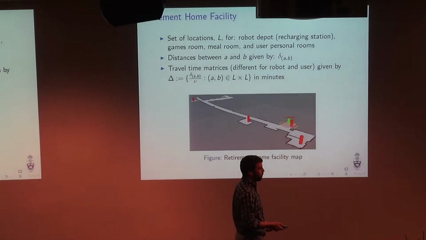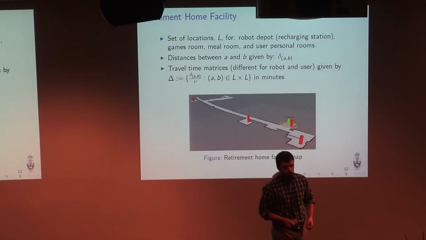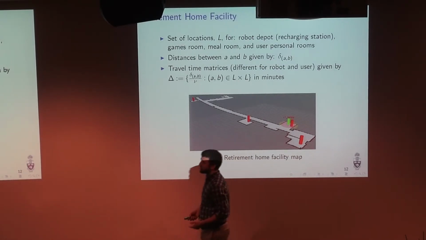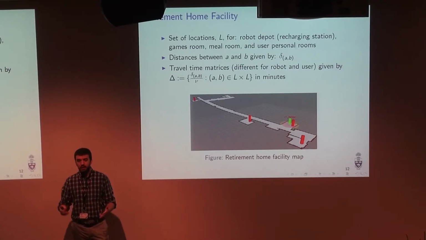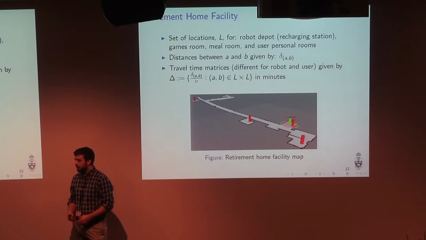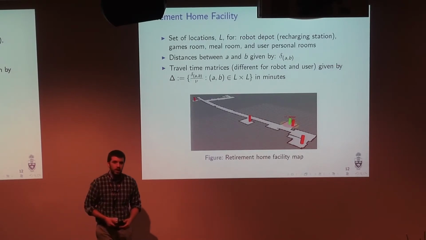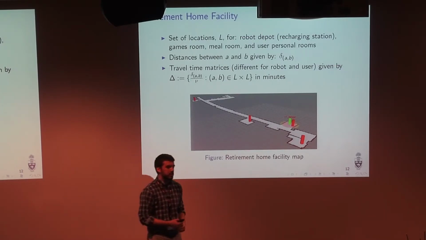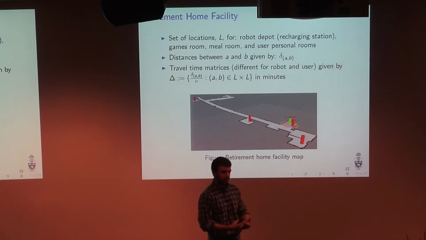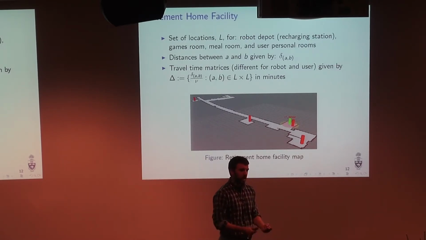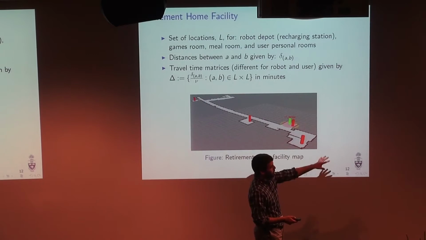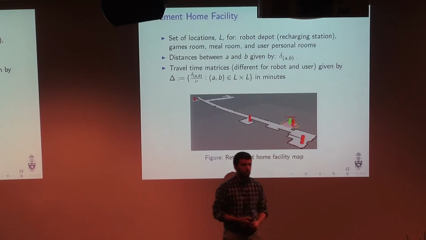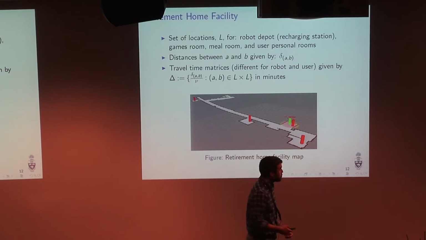In terms of components of the problem, we have the facility of the retirement home. We have a set of locations. This includes a games room, a meal room, a room where the robots can go and recharge their battery, as well as personal rooms for each of the users. We know the distances between all of these locations, and as such, we can use this to calculate a transition time matrix that's unique to users and unique to robots. This is just a screenshot from some of the simulations that we run. That floor plan is actually a real-world retirement home floor plan in Toronto, Ontario.